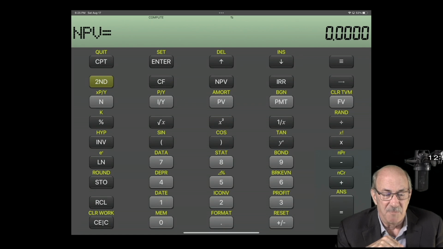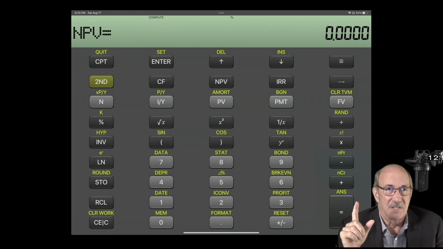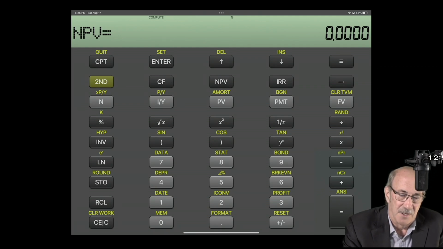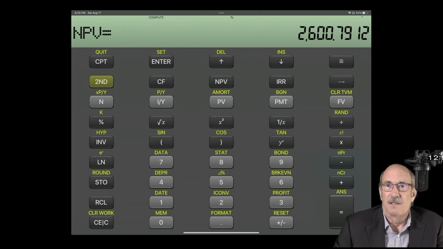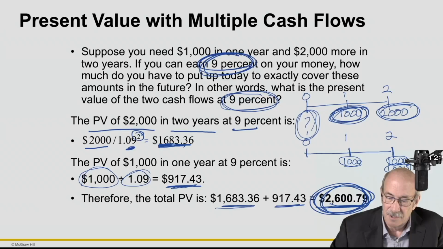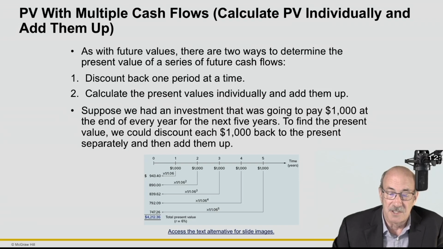and I see this NPV, but it says equals 0. It didn't do what I was hoping, and that is because I still need to do one more keystroke, and that is I need to hit the CPT key in the far upper left. When I hit that, you'll notice that I get my $2,600.79. So, multiple ways, even using the calculator, we can do this in multiple ways. So, back to the slides. Let's go on to slide 10.